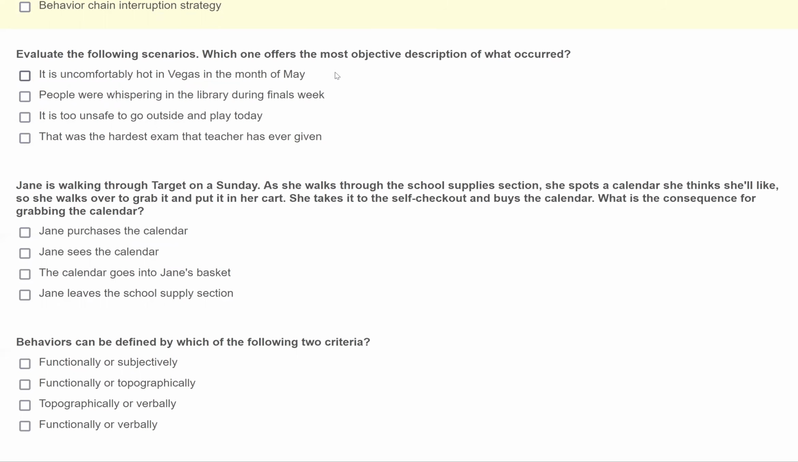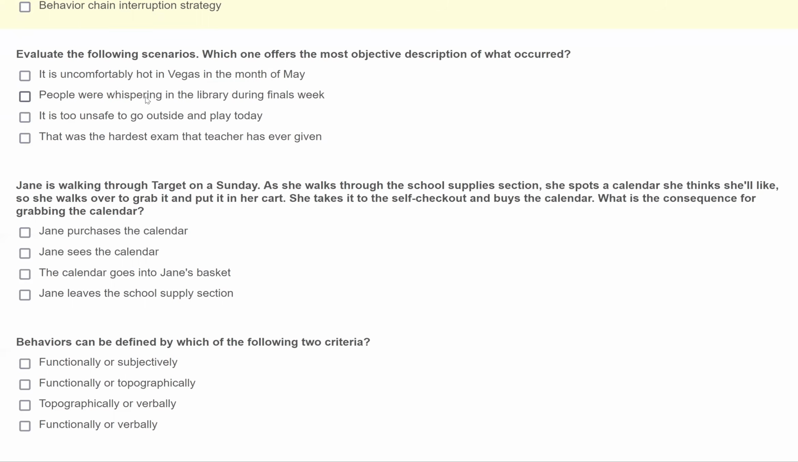A, it is uncomfortably hot in Vegas in the month of May. Now, hot in Vegas in the month of May could be objective depending on the temperature, but this word uncomfortably, I think May is rather comfortable in Vegas and other people do not. It's like people who live in places like Chicago or New York. They might think it's comfortable in January, and I think it's freezing cold, right? Hot is one thing. Uncomfortably hot is much more subjective. So we can probably find something a little more objective than A.